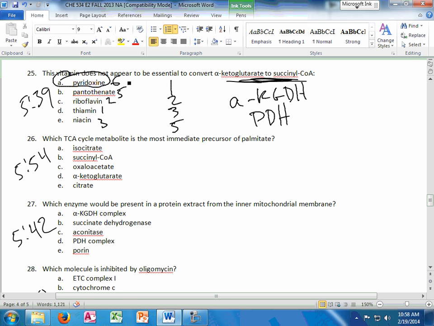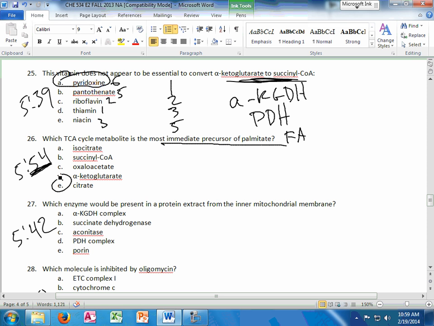Good. 26. The TCA cycle metabolite that is the most immediate precursor of palmitate. This is on either the last slide or one of the last slides, where it shows the other things the Krebs cycle can make. Always a question on this one. Palmitate is our fatty acid, which comes from citrate.